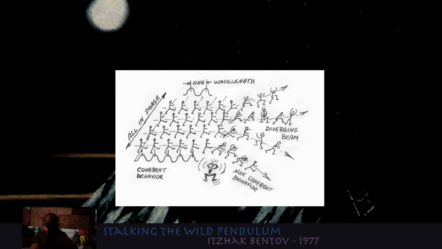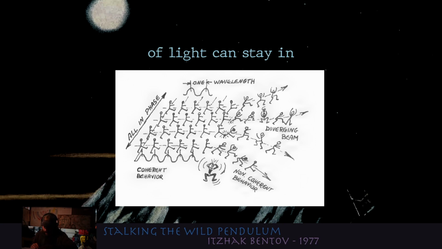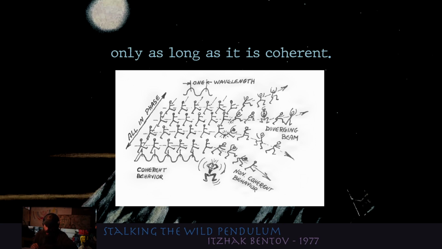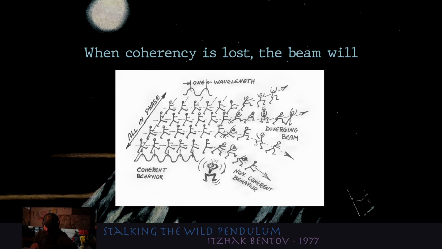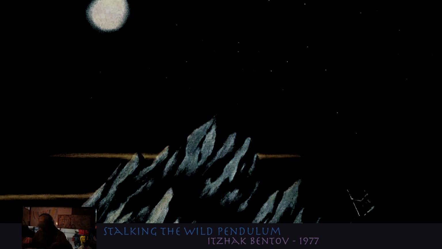back into line. What we have learned from this disastrous parade is that a beam of light can stay in a narrow beam similar to a laser's beam only as long as it is coherent. When coherency is lost, the beam will tend to expand rapidly, just as will the beam of a regular flashlight.